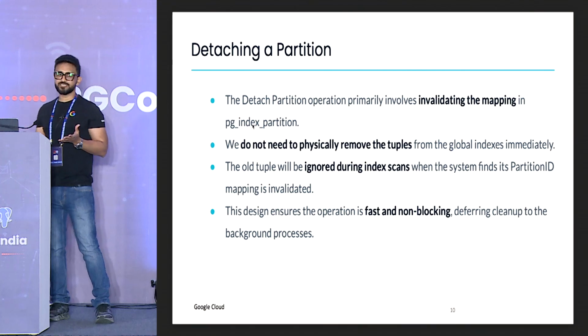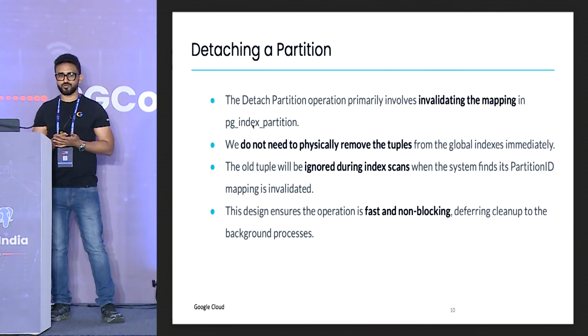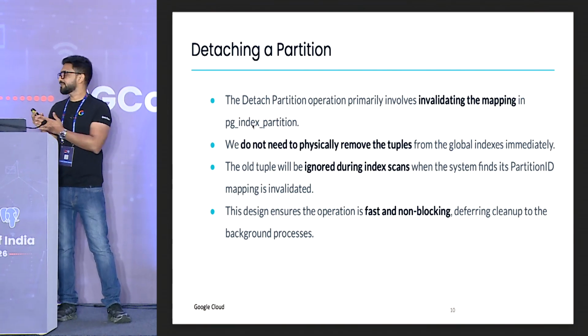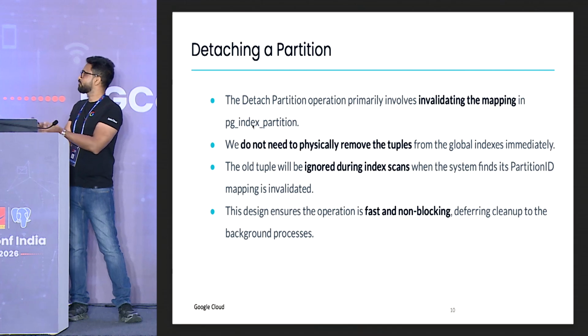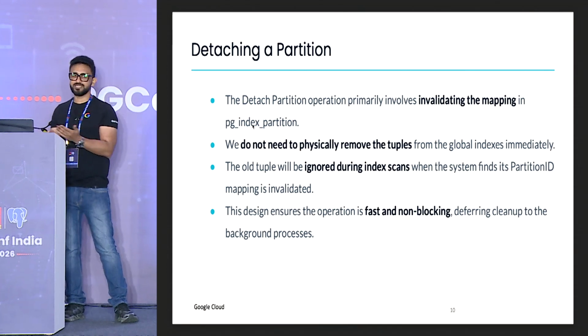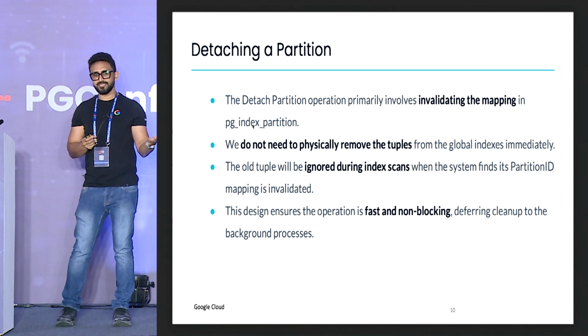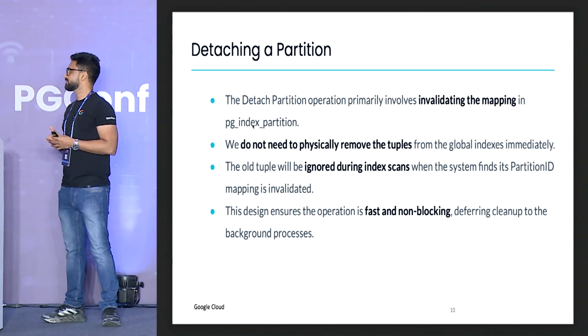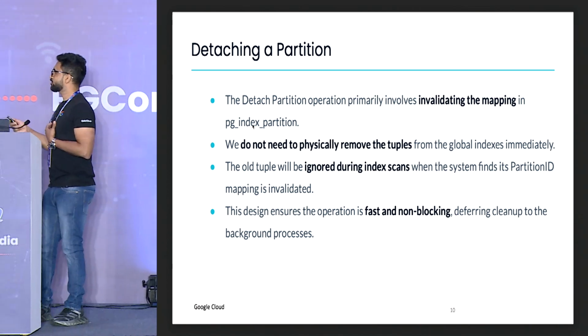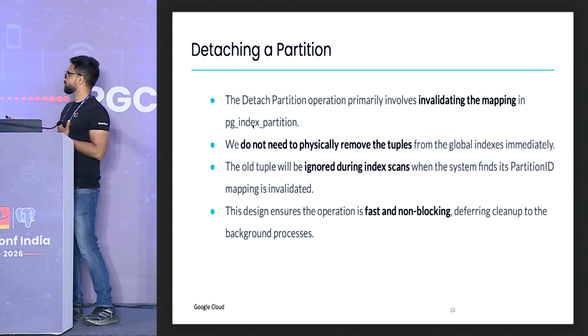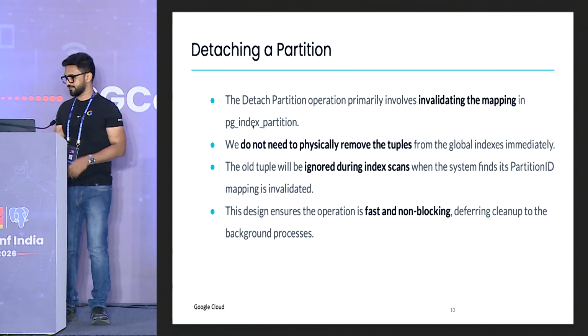We don't need to physically remove the tuples from the global indexes, because that ID is invalidated. Whenever you scan the global index, you'll find the partition ID, and you'll not find any mapping to a relation ID for that partition ID. It means you'll just ignore that tuple, and later vacuum or any other garbage collector process can remove those tuples.